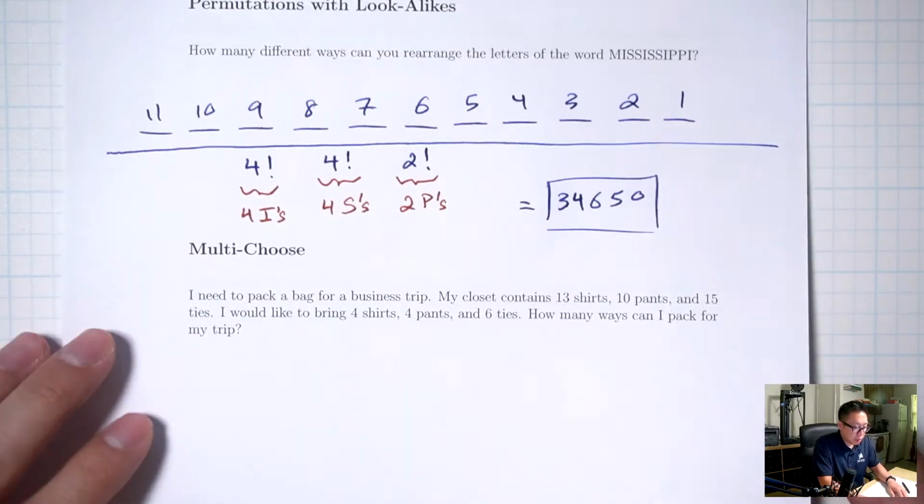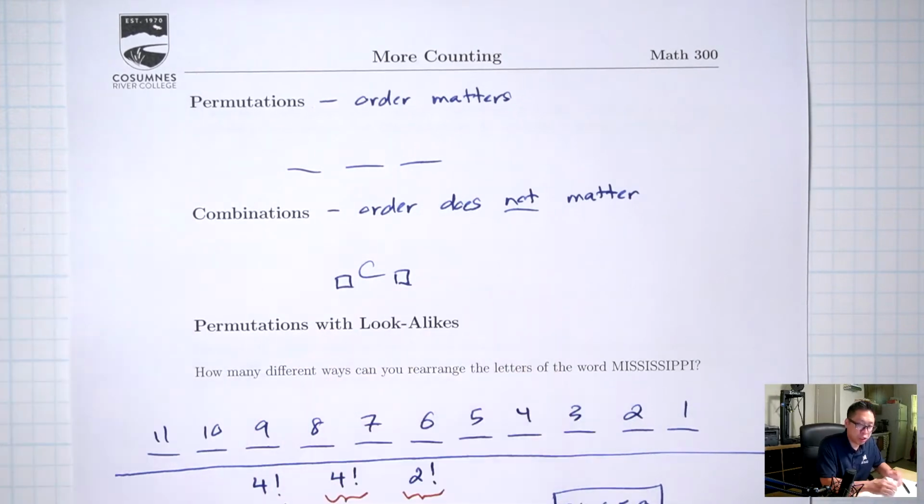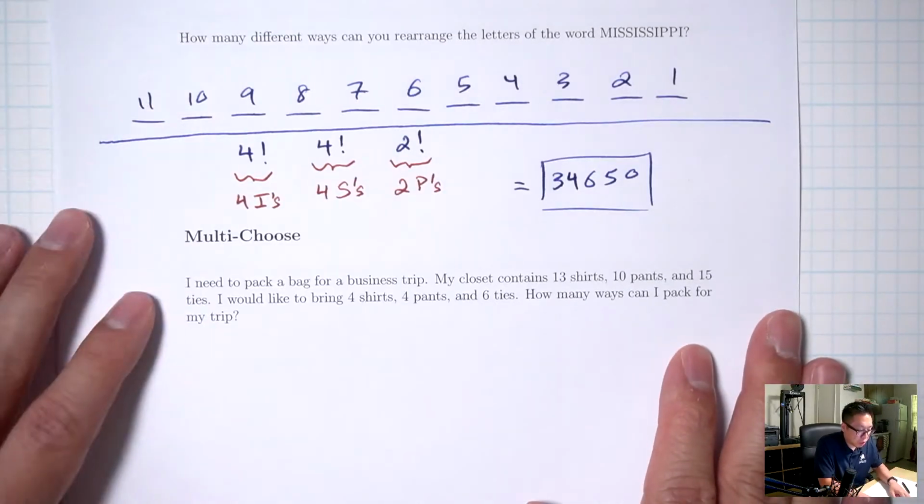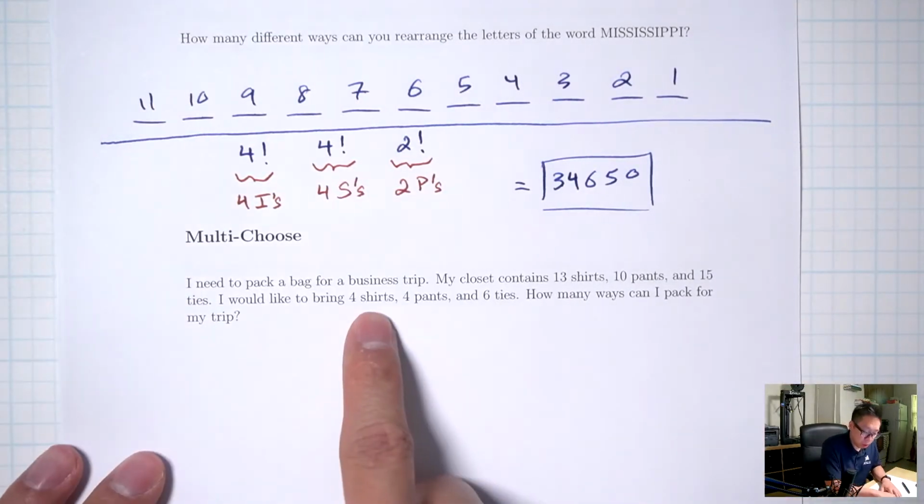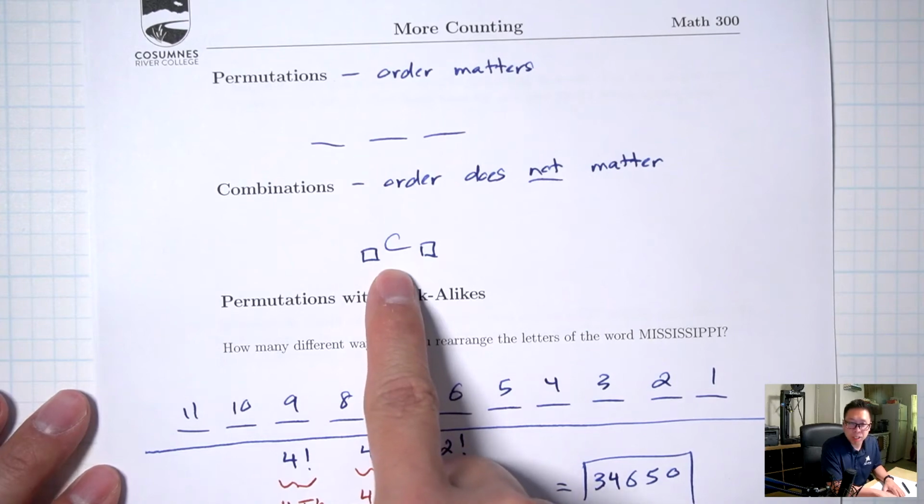So this is similar to a combination, but the difference is, with a regular combination, you're just choosing one time, right? You're choosing several items just one time. Here, I have to choose multiple times. I have to choose some shirts and then choose some pants and then choose some ties. So this is going to be multiple combinations.